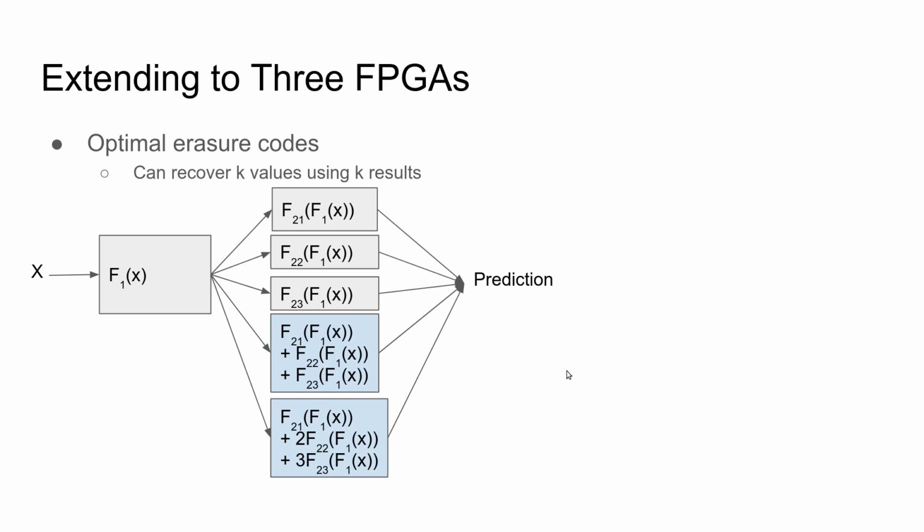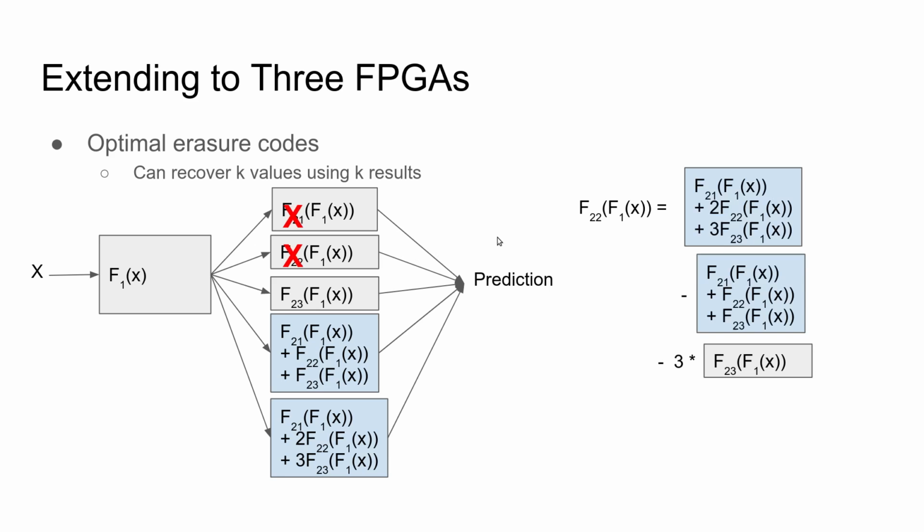We can extend this idea to 3 FPGAs using 2 MLPs to predict encodings. Here, if 2 FPGAs that were computing the original values fail, we can reproduce the value of this computation using this formula here that uses these 3 results, and then we're able to take that value and reproduce what we believe the value for this first result was as well.